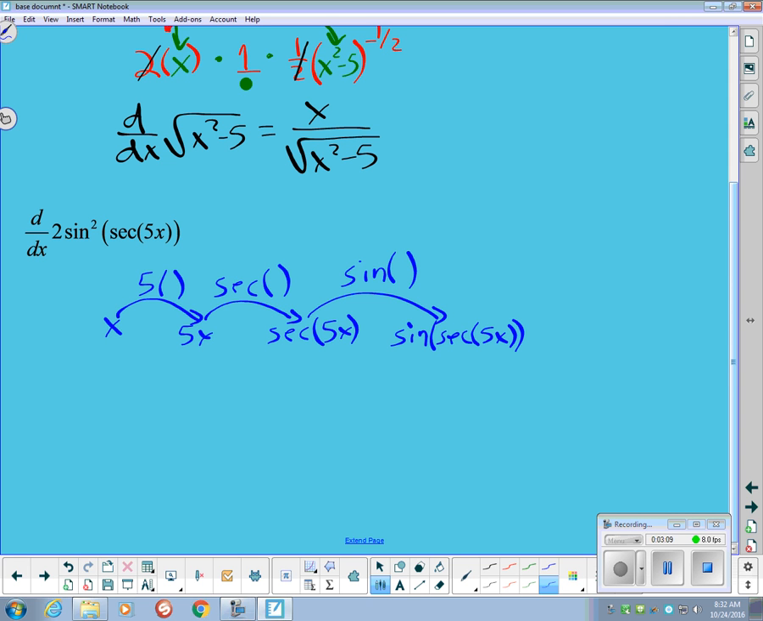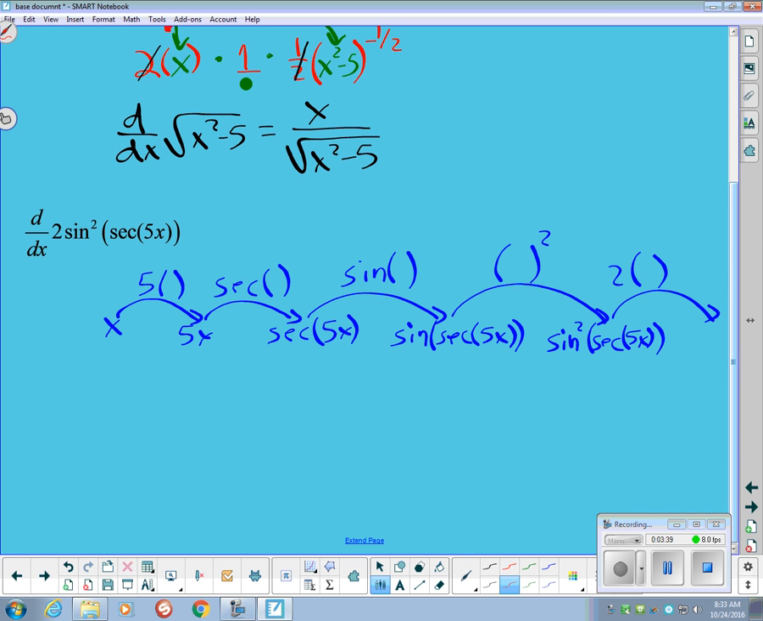It's important that we recognize here that a sine squared is a function on its own, but if we don't know what the derivative of it is, we're not going to put it on one arrow. So the next thing we then need to do is square, and that's going to give us the sine squared of the secant of 5x. And then finally, we're going to multiply by 2.